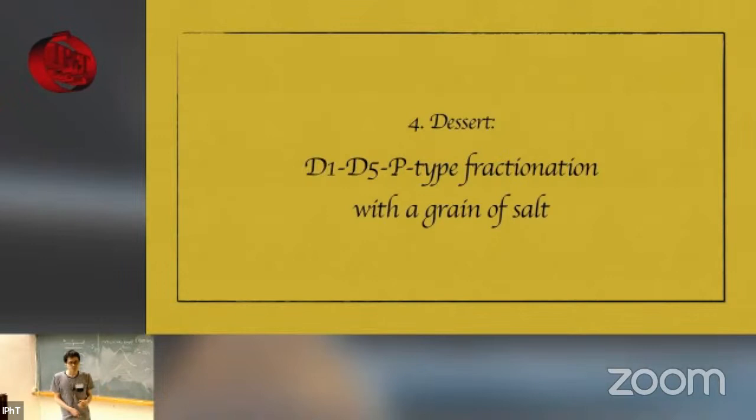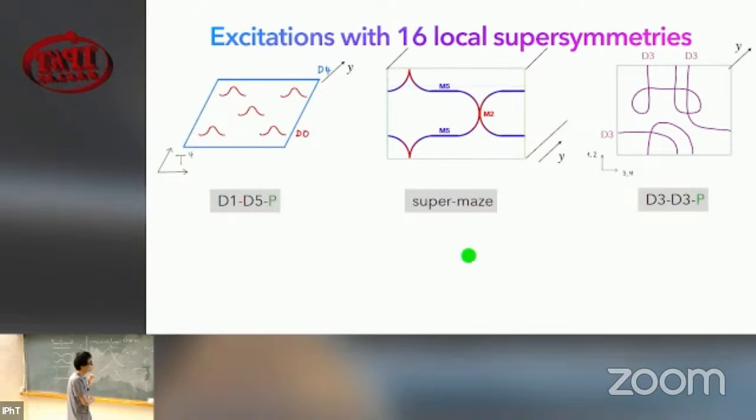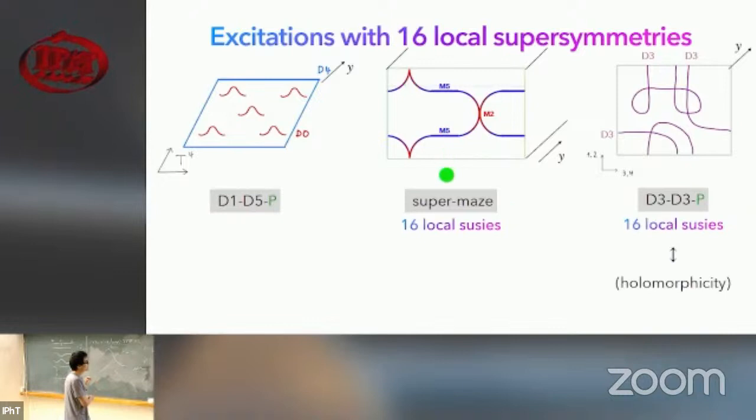So back to the excitations with the 16 local supersymmetries. We have the D1, D5, P, the supermaze, and D3, D3. We have shown that this has 16 local supersymmetries. The D3, D3, P has 16 local supersymmetries because it corresponds to holomorphicity. So if you require that this brane wraps some holomorphic curve, it's equivalent to having 16 local supersymmetries. But what about D1, D5, P?